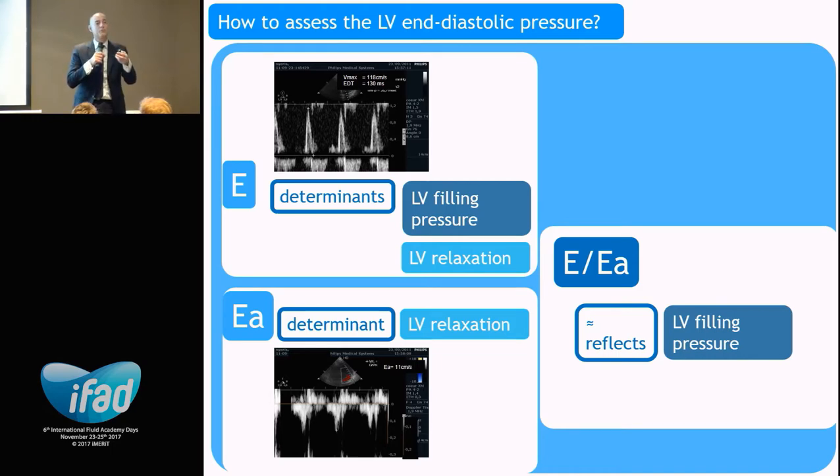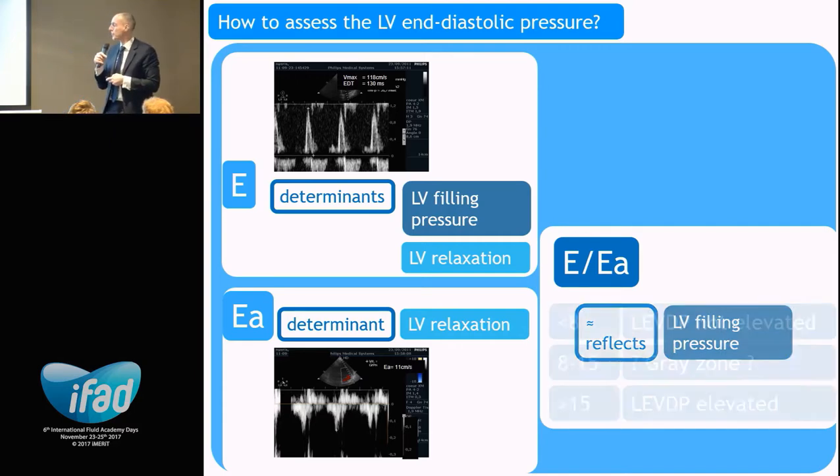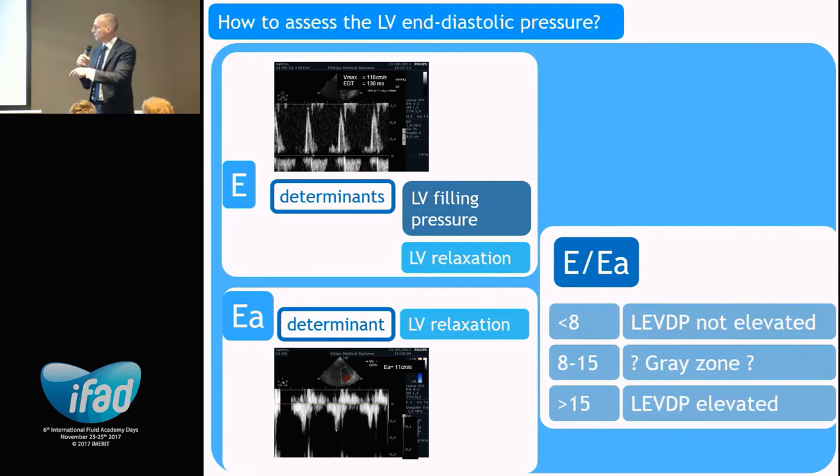And this is the reason for this E over E prime ratio that, of course, you heard about already. This is the reason why the E over E prime ratio reflects the LV filling pressure, and you will see during the workshop how to measure that in practice. You'll see also that below 8, it means that the diastolic pressure is not elevated. Above 15, it means it is elevated.